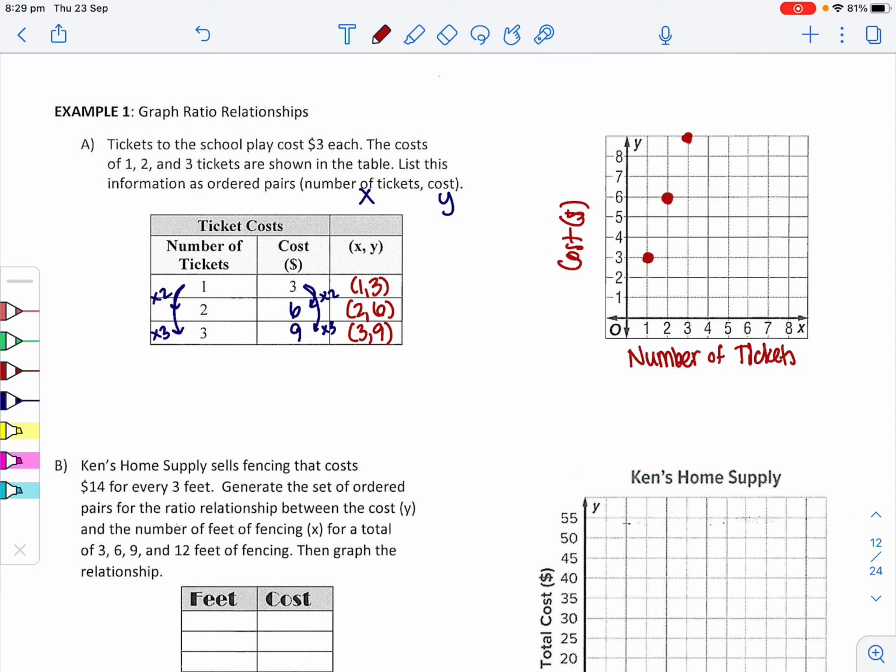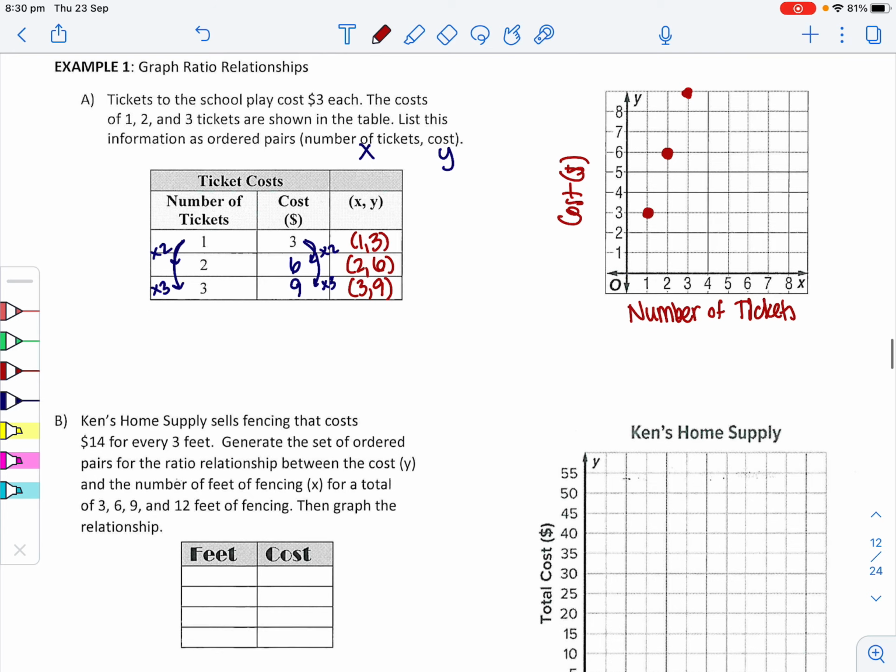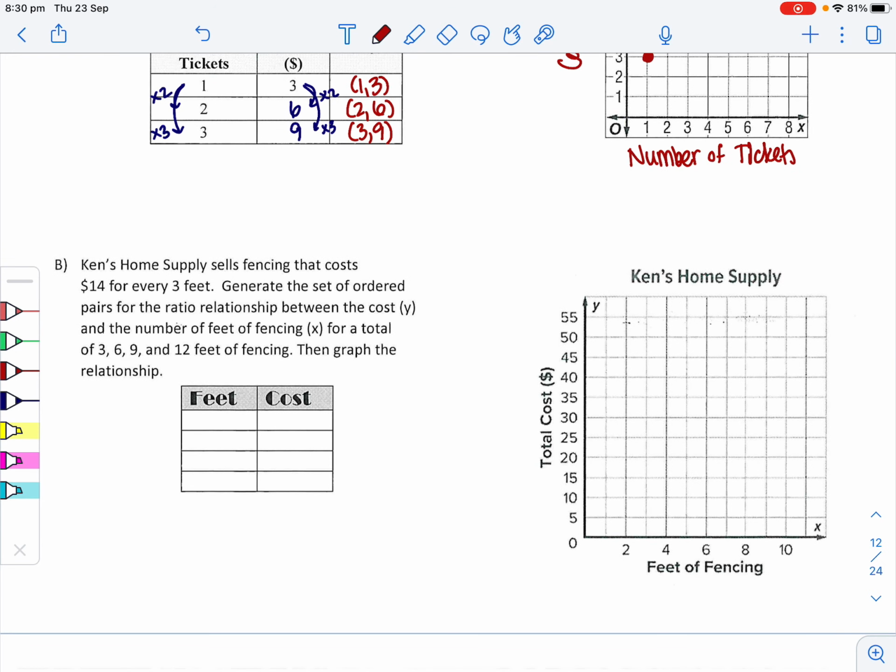So I'm going to do one more just because this one does count by 1 on both the X and the Y axis. The next one obviously goes by something a little bit different. It says Ken's Home Supply sells fencing that costs $14 for every 3 feet. Generate the set of ordered pairs for the ratio relationship between the cost Y, so here's Y, and the number of feet of fencing X. So I can see what my ordered pairs are going to look like for 3, 6, 9, and 12 feet of fencing.